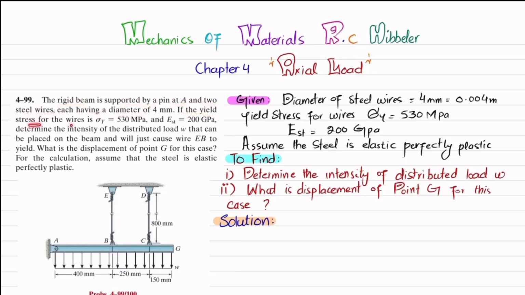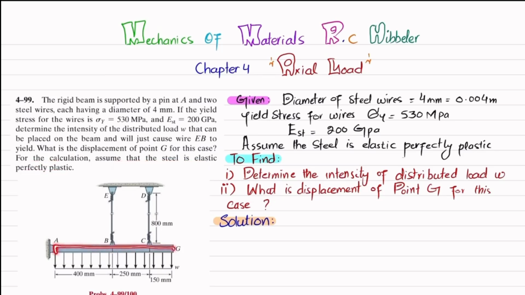If yield stress for the wire is 530 megapascal and modulus of elasticity for steel wire is 200 gigapascal, determine the intensity of distributed load W that can be placed on the beam and will cause wire EB to yield. What is the displacement of point G for this case? For the calculation, assume the steel is elastic and perfectly plastic.